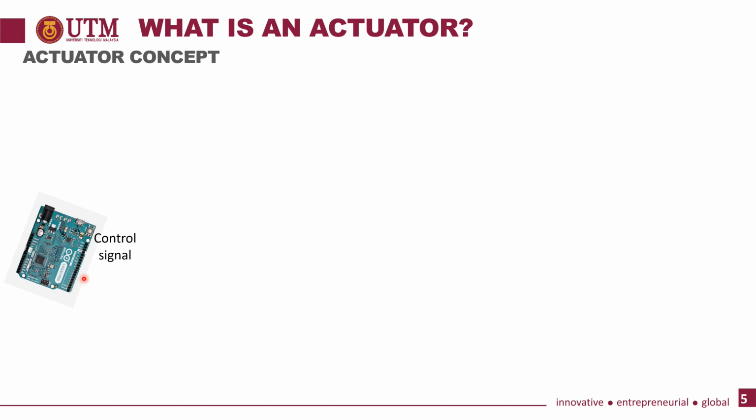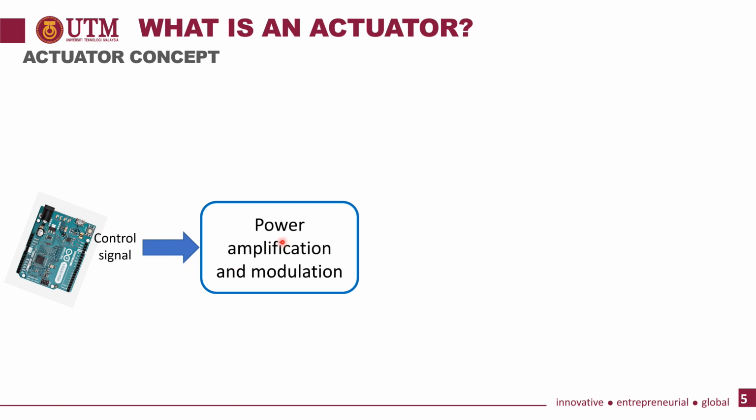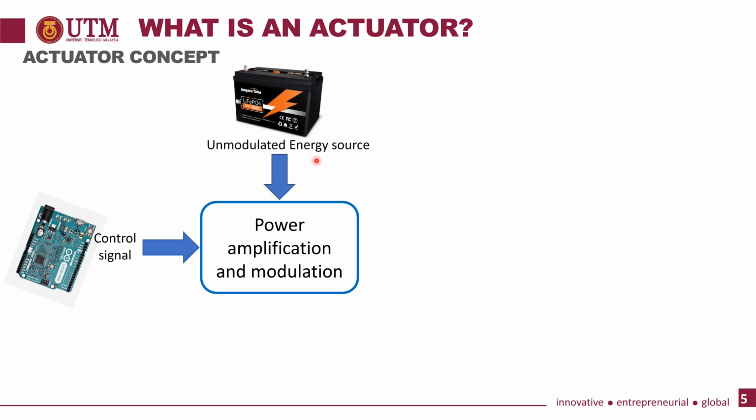Right, so this is an example of the control signal, which is produced from the microcontroller. We call it Arduino. The Arduino will give the control signal, and it goes to the power amplification and modulation. The control signal usually consists of a very low current or low voltage, so it will not be able to move the motor. That's why we have an unmodulated energy source. This energy source goes to the power amplification. It will amplify the power of the energy source here, and it goes to the energy conversion.